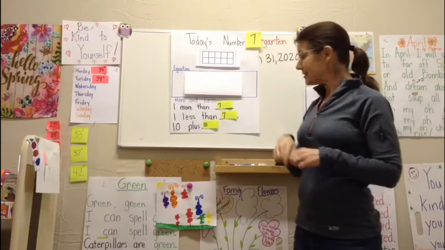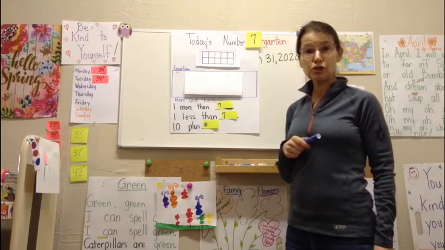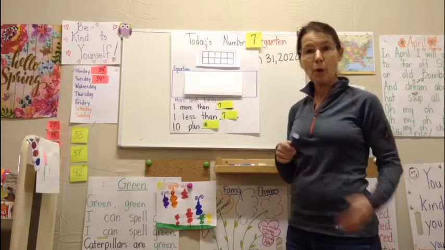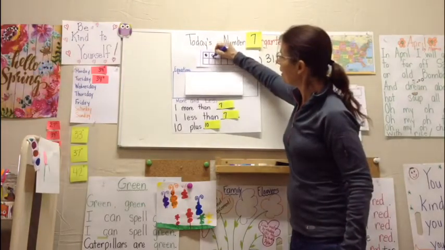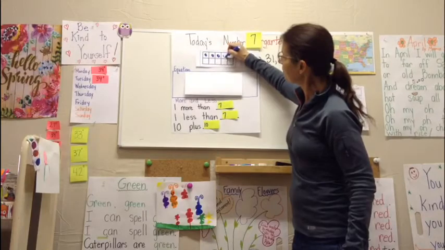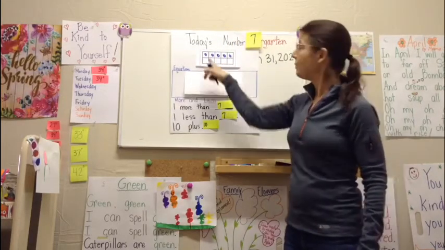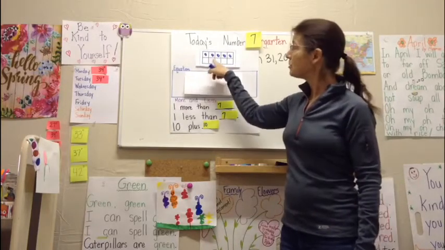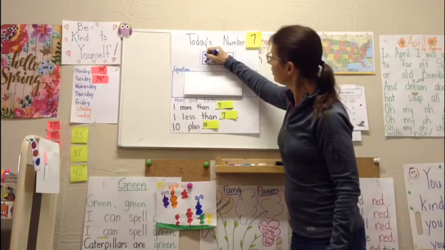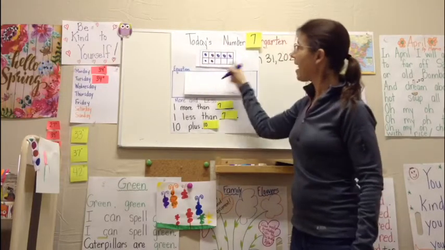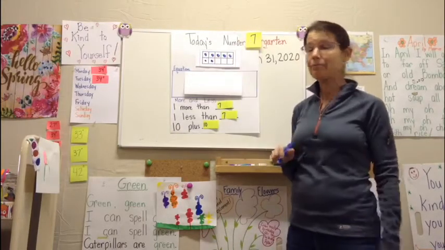So today's number is the number 7. If I were to fill in my 10 frame to show or represent the number 7, what would I do? I know my top row has how many? Good job. I know it has 5. So right away I filled in 5. How many more do I need to add to get to 7? 5, 6, 7. Now I have 7 represented in my 10 frame.